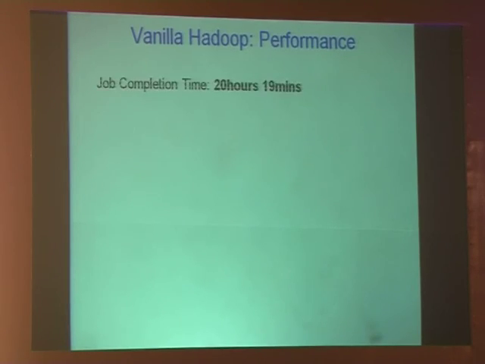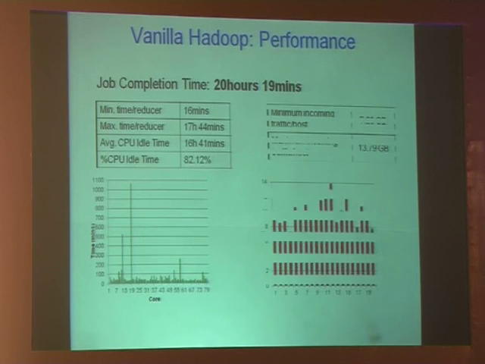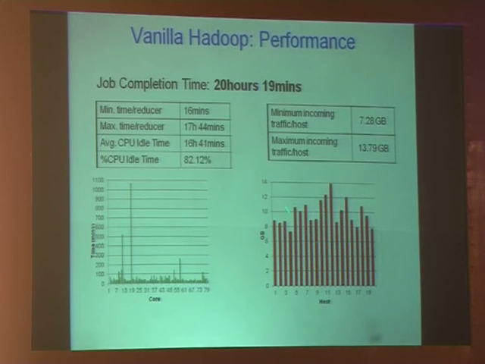What's the performance? Job completion time went up to 20 hours and 90 minutes. Again, the same problem, with minimum time per reducer being 16 minutes and maximum being 17 hours, 44 minutes. CPUs are idle for about 82.12% of the time. Similar computation profile and similar communication profile. So we are still not replicating the keys, and still not partitioning the keys. Is it still possible to obtain better packing of jobs without replication?